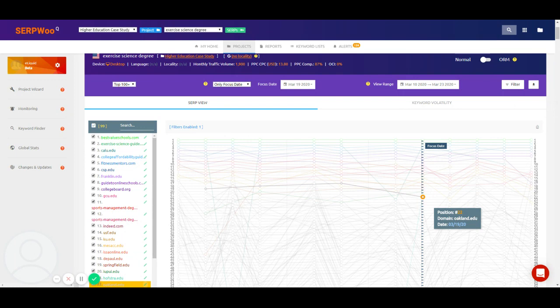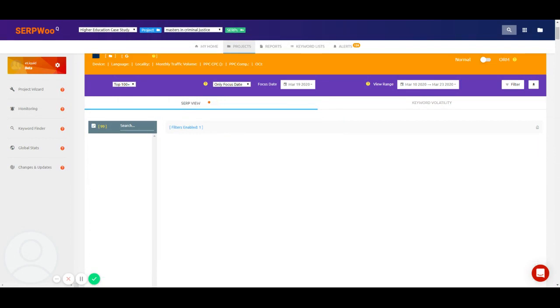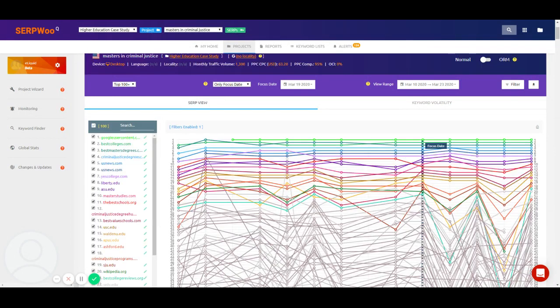And this doesn't necessarily just work with just this one keyword and one date. Let's look at another keyword here. I'm going to pick the Masters in Criminal Justice. And let's check what's going on in this particular SERP. Let's look at keyword volatility because, again, we want to confirm that March 19th was something that affected this keyword too, because not every keyword is going to be affected by the same updates and changes. So let's just verify here, make sure.